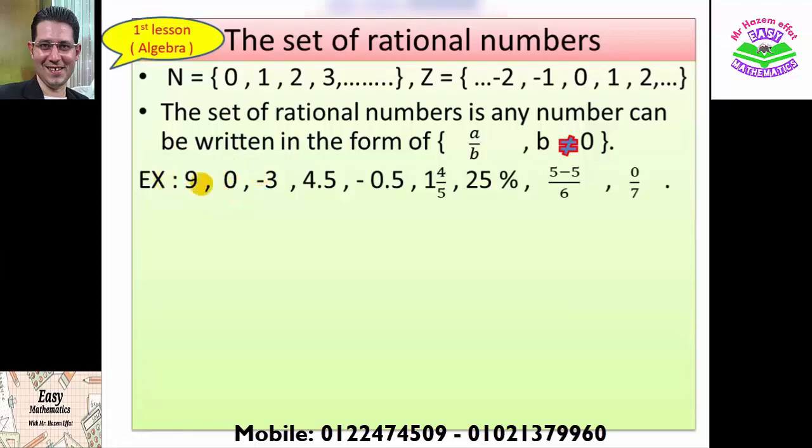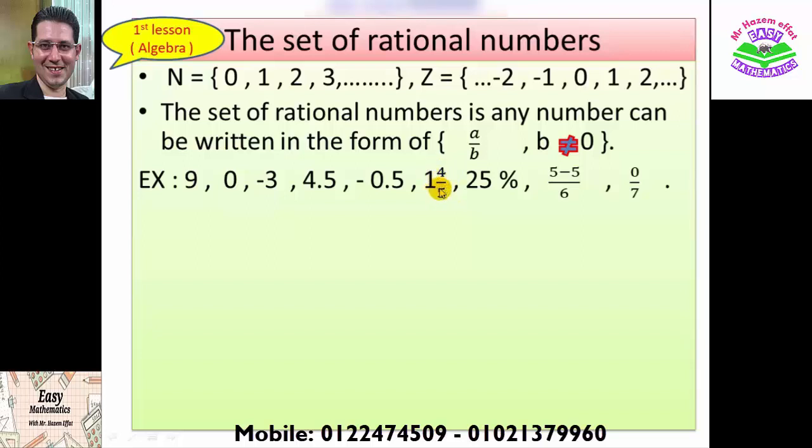The same with 0, the same with -3. We can put 1 as its denominator. 4.5, by using your calculator, means 9 over 2, or 45 over 10, the same. So we can change it into fraction form, and this decimal number is also called a rational number. The same with -0.5.